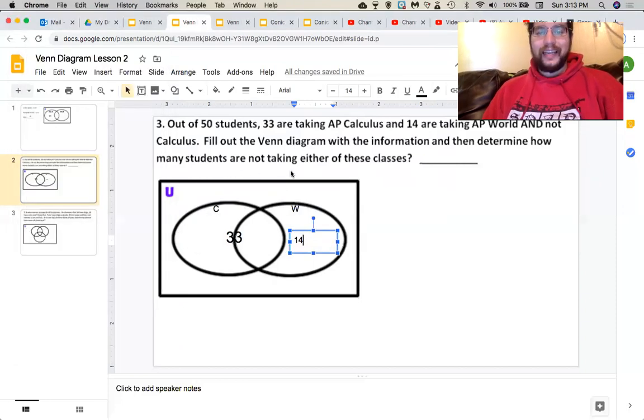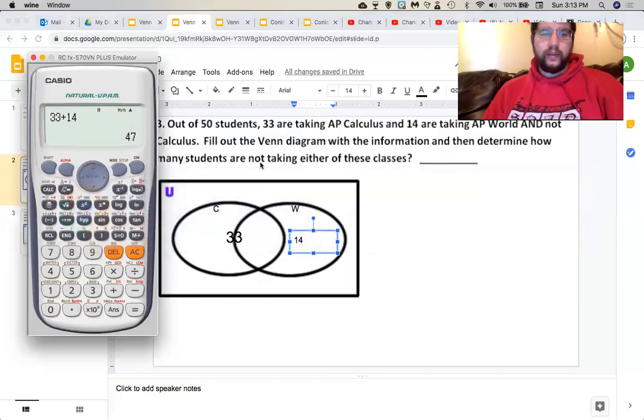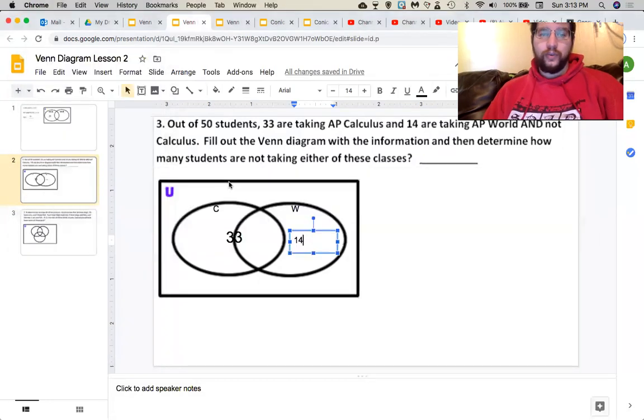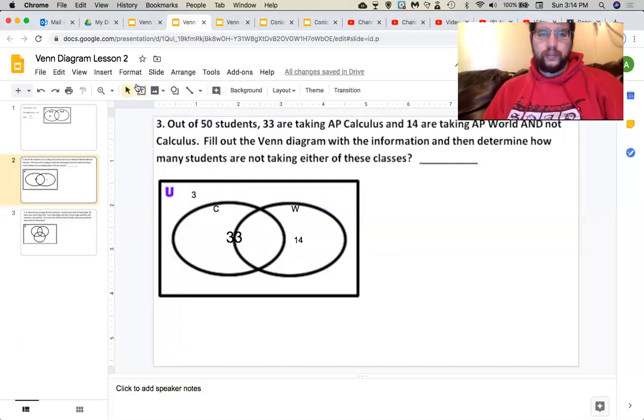They want the ones that are not taking either class. So if there's 47 students taking either class, and there's 50 total students, that leaves 3 out here in the void of the universal set. So that's my answer, 3. All right. So it's just a little bit of a thinking kind of problem with these. You just gotta see, okay, this is what I got, this is what else I got. How can I combine those to get what I need?